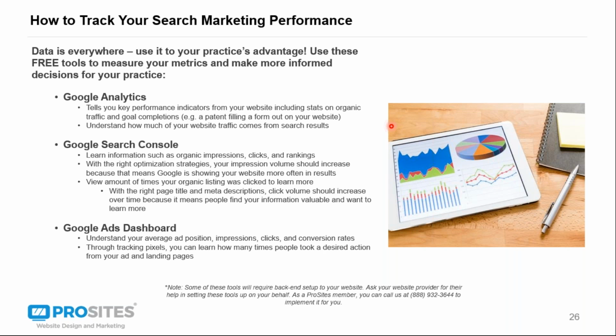You can also see how many times your organic listing was clicked on, and you can learn more, and it'll help you understand what keywords you're already showing for and how high you're showing for, so you can make adjustments to your website if you want to target that specific keyword and include it into your page title and meta description.